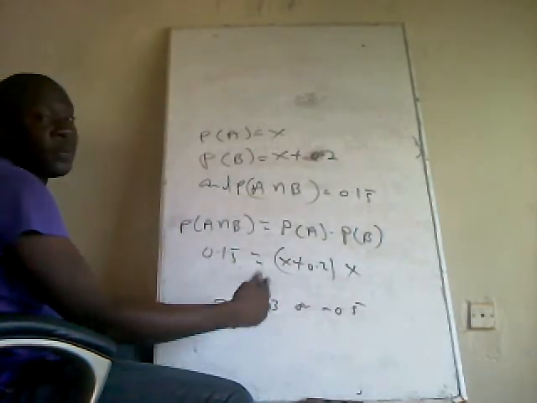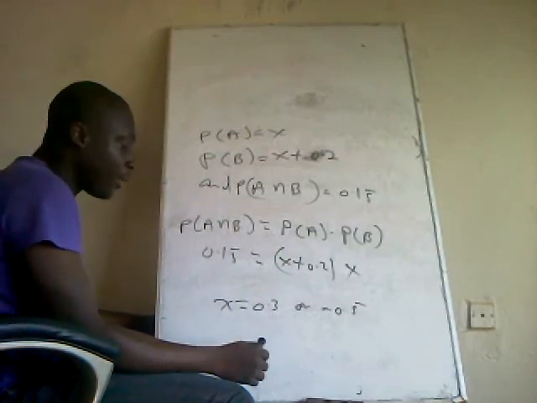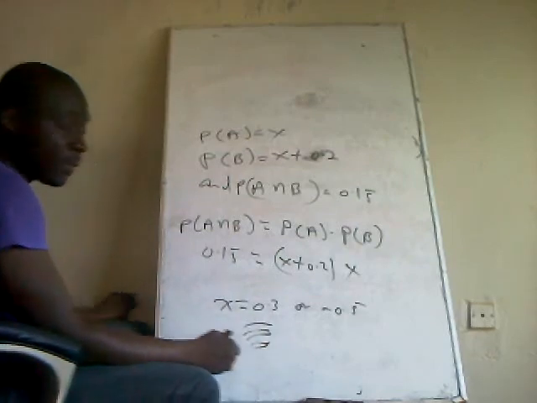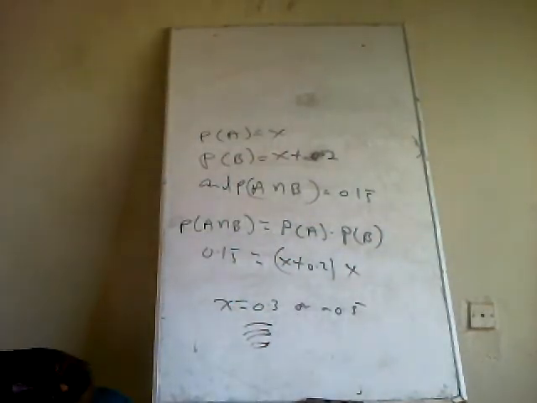And you know, probability, we don't deal with minus. Remember, probability is always between 0 and 1. So we'll choose 0.3 as our X, right? And once we found this, then we can now find P of A union B. You understand? The solution is in the book, so I won't waste your time on this, right? If you read the book, you'll be fine.